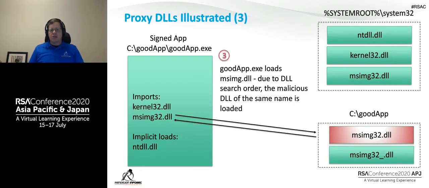So the GoodApp next goes and loads msimg32.dll. Now here, this is critical. We've now written a malicious DLL named msimg32.dll into our directory, cGoodApp. Now, game on, we're set here, right? So that means that our DLL is going to be loaded.